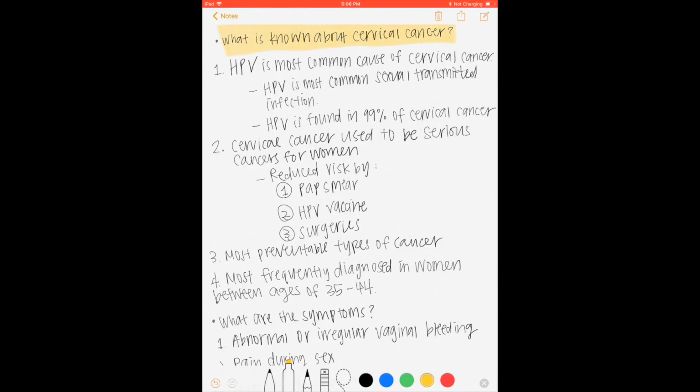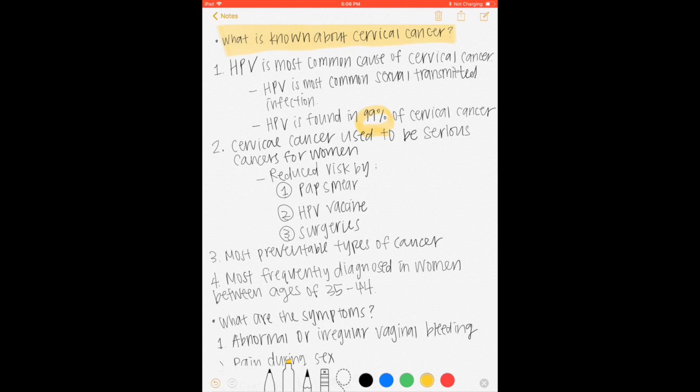There are many facts about cervical cancer. The most well-known is that HPV is the most common cause of cervical cancer, since it causes the majority of cervical cancers and accounts for approximately 9 out of 10 cases. HPV is estimated to be the most common sexually transmitted infection in the United States. There are over 100 different types of HPV, most of which are considered low risk and do not cause cervical cancer. But HPV is found in about 99% of cervical cancers.